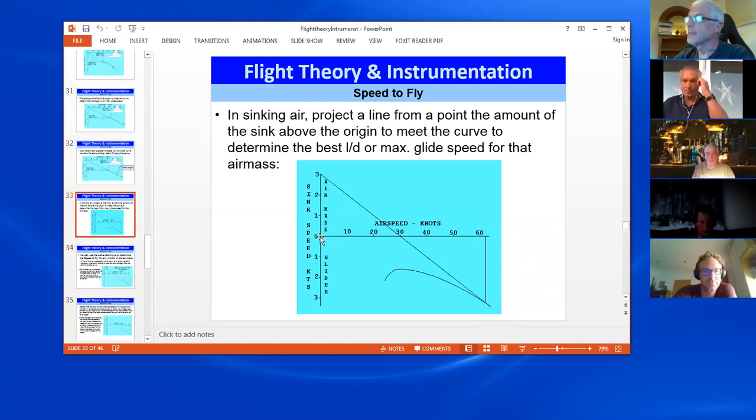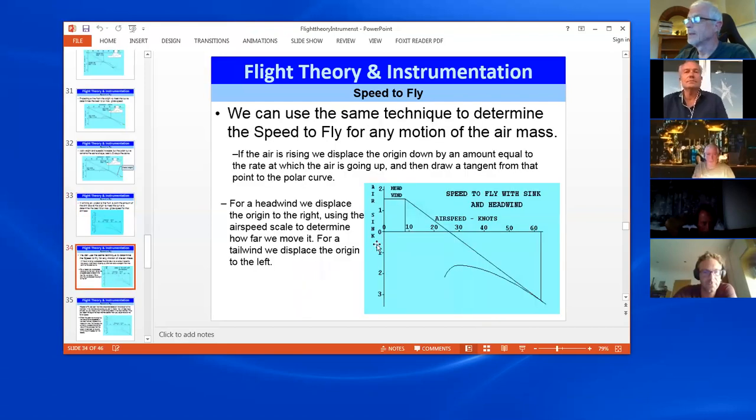So after that, for sinking air, you go however many meters per second up the y-axis vertically and draw your line down. For a headwind, you basically do the opposite. If you're in a headwind, then you move your origin to the right.